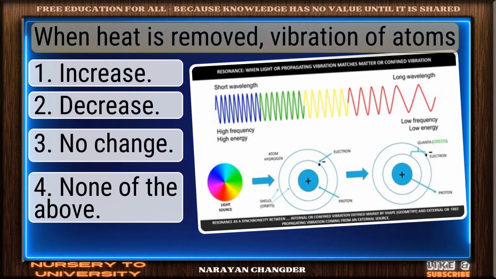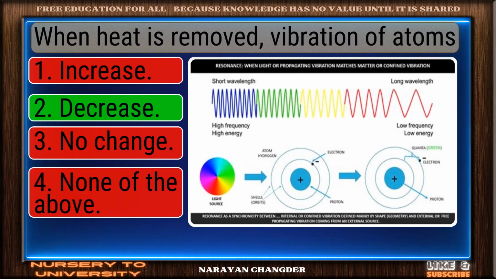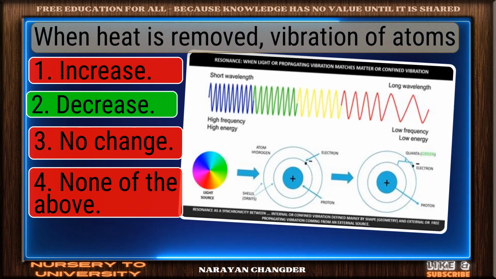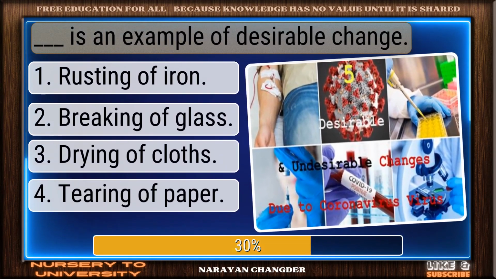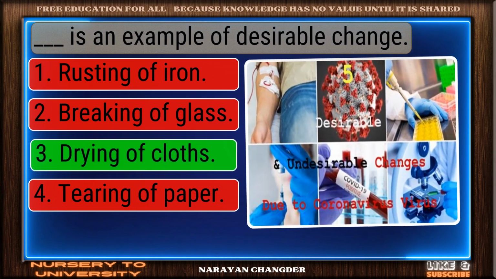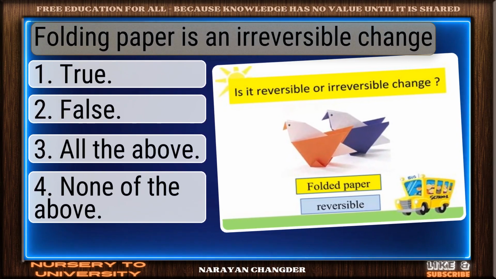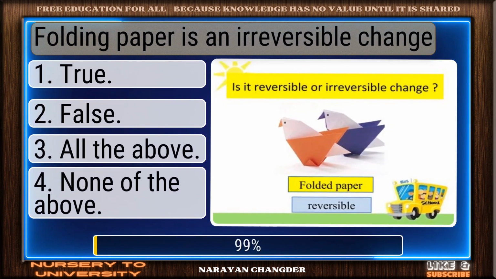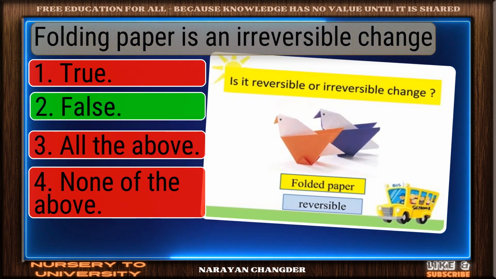When heat is removed, vibration of atoms. Nice selection. Decrease is the correct and valid answer. Dash is an example of desirable change. Well done. Drying of cloths is the right choice. Folding paper is an irreversible change. Strong choice. False is the right answer.